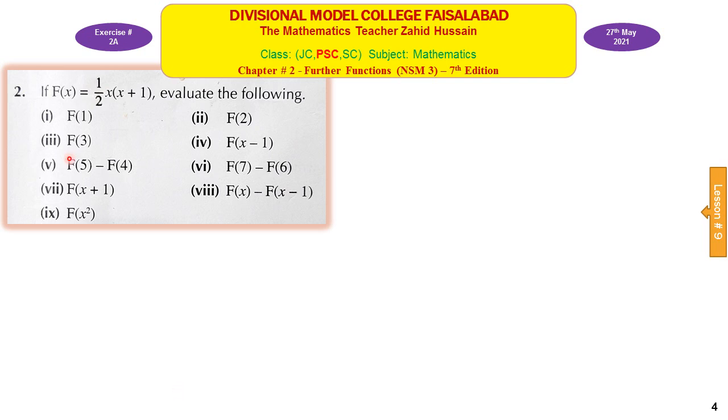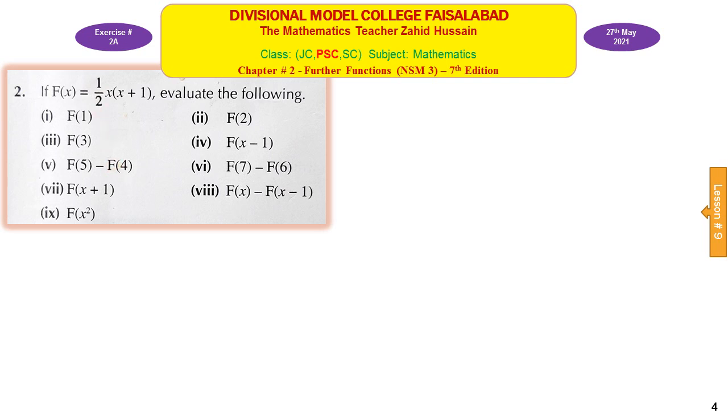Question number 2. In this question 2, the function is given. Capital F of x is equal to 1 over 2x into x plus 1. And we are asked to solve different parts of this question. That is, value of this function when x is equal to 1, x is equal to 2, x is equal to 3, or x is equal to this. And then same type of question which we have solved in previous question, third part of it.